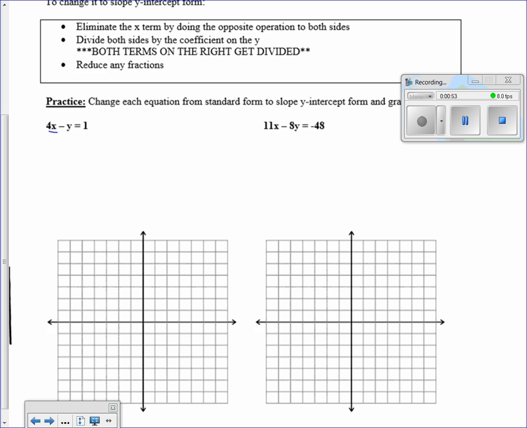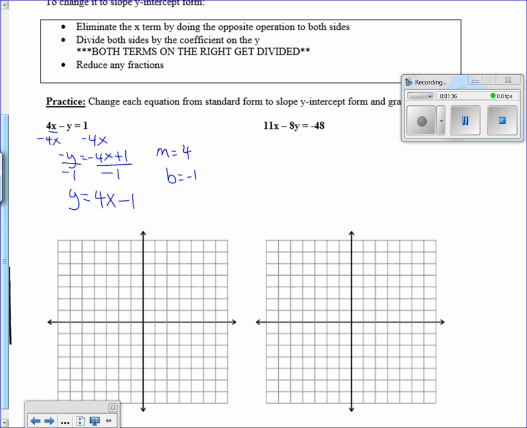This is a positive 4x, so we need to subtract 4x from both sides. That leaves us negative y equals negative 4x plus 1. Now we can't have a negative y, so we need to divide the entire thing by negative 1. So y equals positive 4x, because a negative divided by a negative is a positive. And then positive 1 divided by negative 1 is negative 1. So now we have a slope that equals 4 and a y-intercept that equals negative 1. And now we can graph this.